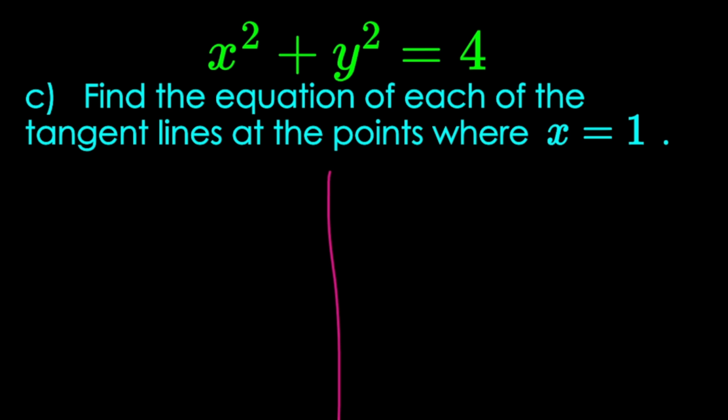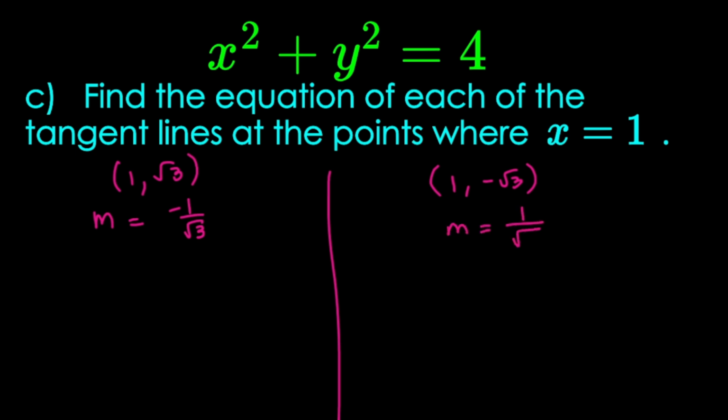First, we have the point 1, square root of 3, and we already found that the slope was negative 1 over square root of 3. And we also have the point 1, negative square root of 3, and there the slope was positive 1 over square root of 3. Now to write the equation of a tangent line, we should use point-slope form. That's the easiest one to use because we have both the point and the slope.